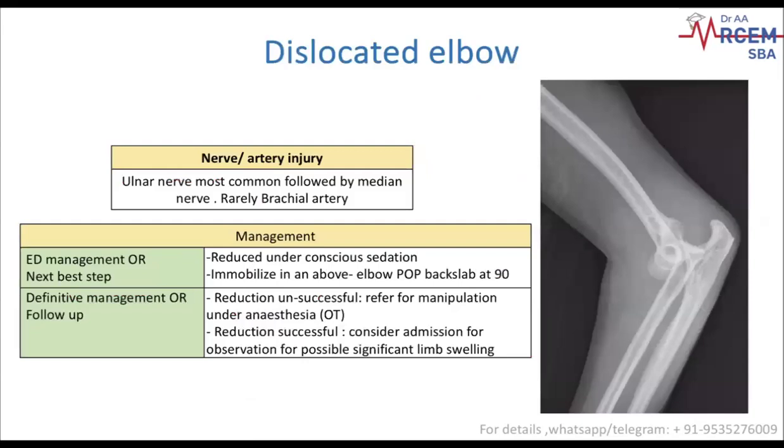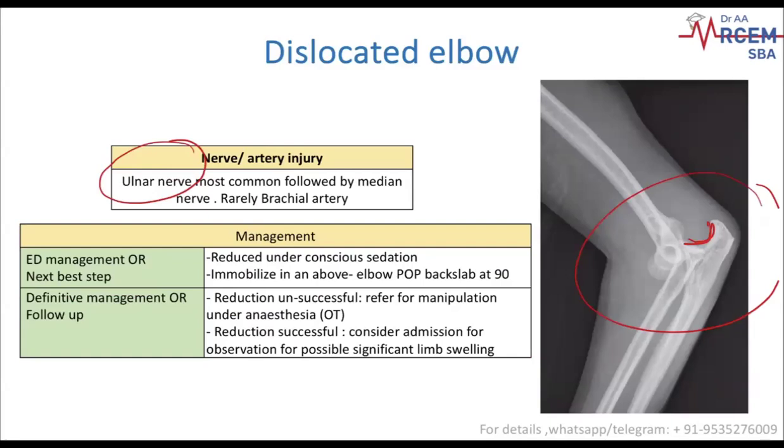Dislocated elbow, what we have studied previously, holds good in the adult and in the pediatric age group. There are no changes. Most of the time, it is a posterior dislocation. The commonly injured nerve is the ulnar nerve. This is the classical finding. You can see the olecranon fossa is completely empty. There are no condyles, which are basically in communication with the olecranon process here. So this is a classical dislocation elbow.